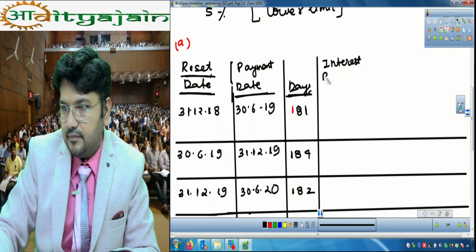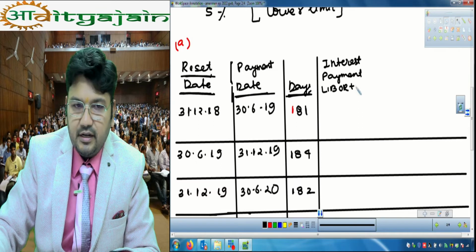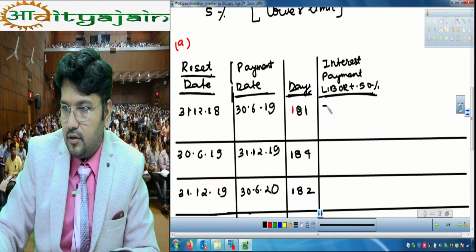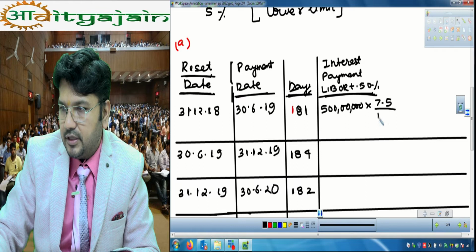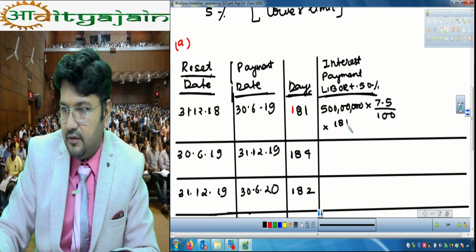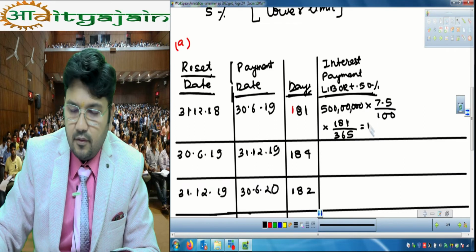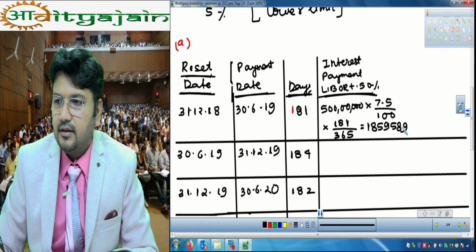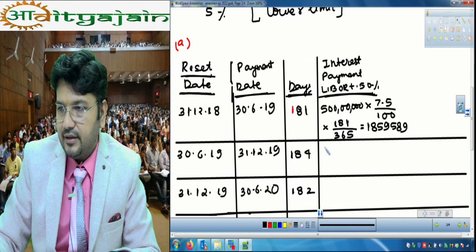Interest payment, which is LIBOR. You can see the question itself, LIBOR plus 0.5%. Fine. So the amount of loan is 500 lakhs, LIBOR is 7%. So 7.5% upon 100 into 181 upon 365. So it is coming 1859589. Like this you have to solve each and every amount.